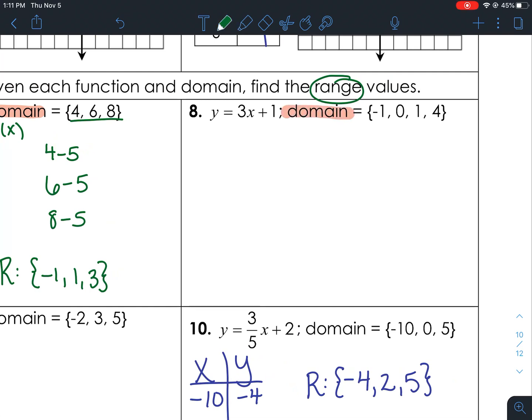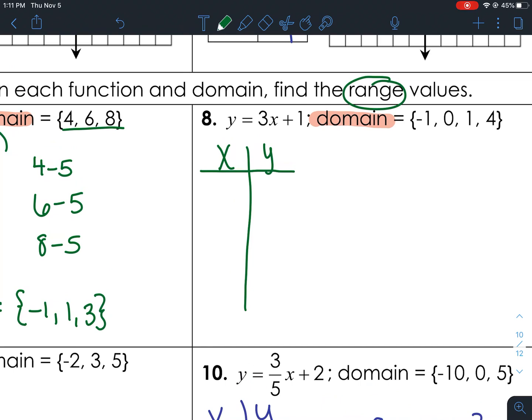Once again, our domain, that's our x value, so I'm going to make my little t-chart here with x's on one side, y's on the other. I'm going to put the x's into my x column. So I've got negative 1, 0, 1, and 4. I'm going to plug those in. So I've got 3 times negative 1 plus 1. 3 times negative 1 plus 1 will give us negative 2.